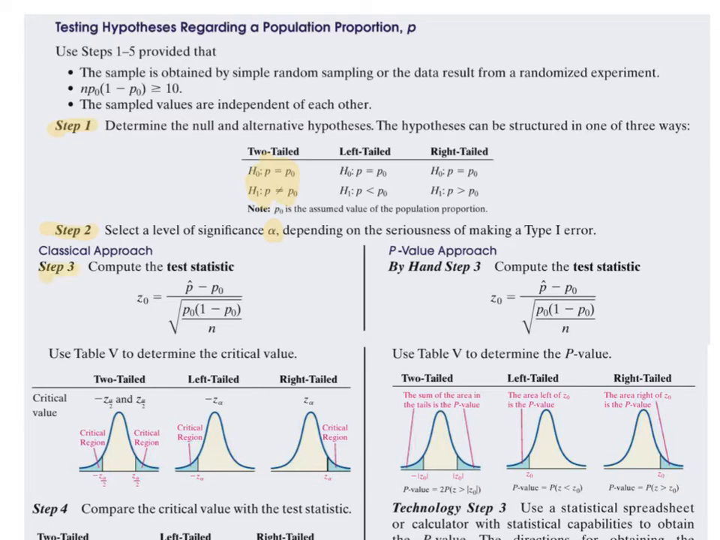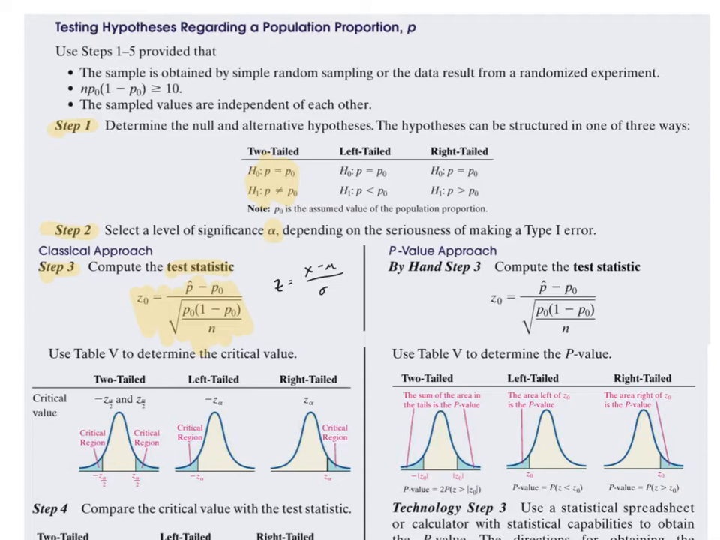Step three, we compute the test statistic. This is our z-score, and this is a fancy looking z-score formula. Previously, our z-score formula was z equals x minus mu over sigma. That's our z-score formula back in chapter 3, I think. Here, the x is the sample proportion.